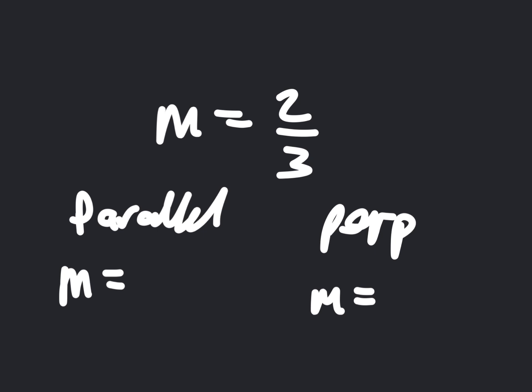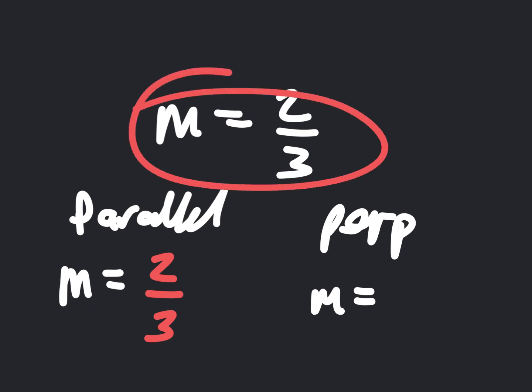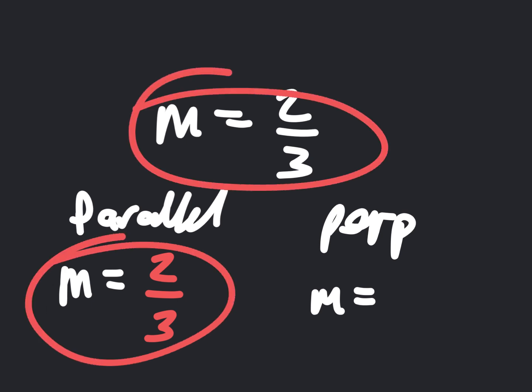Caden, what slope would you want for parallel? I don't know. Just 2/3. You just want to match the slope. If your slopes are the same, you'll be parallel. Two lines that have the same slope are like train tracks. They'll never touch.